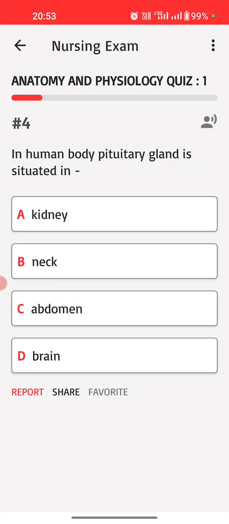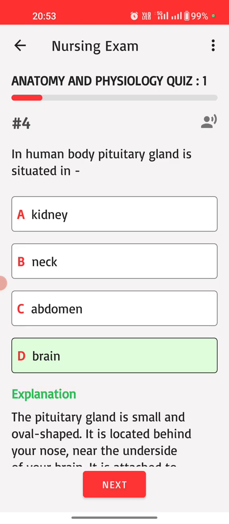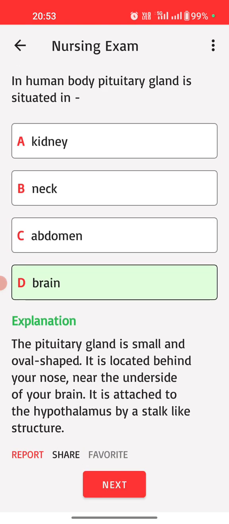In human body, pituitary gland is situated in. A. Correct answer. The pituitary gland is small and oval-shaped. It is located behind your nose, near the underside of your brain. It is attached to the hypothalamus by a stalk-like structure.